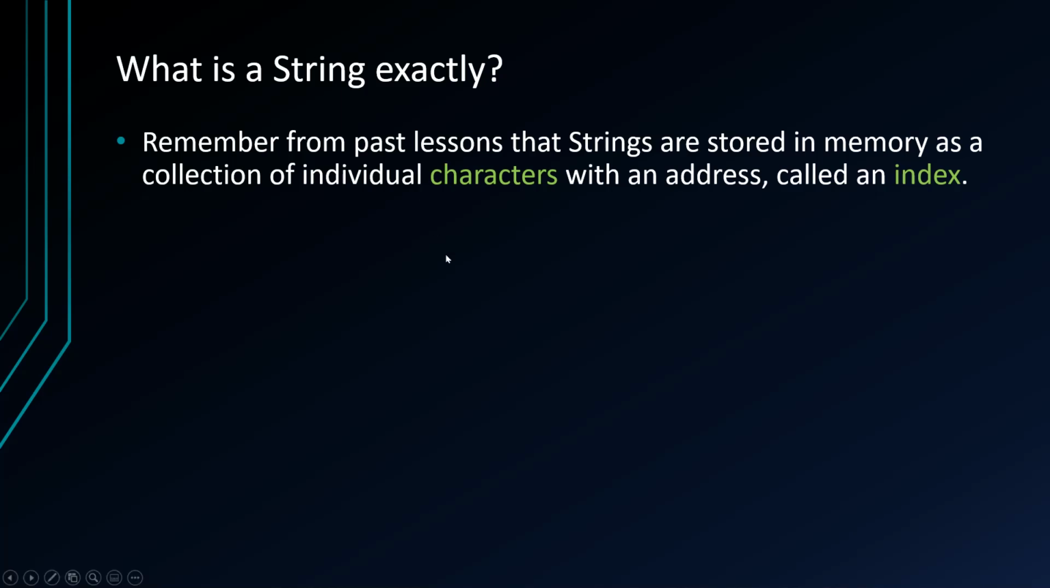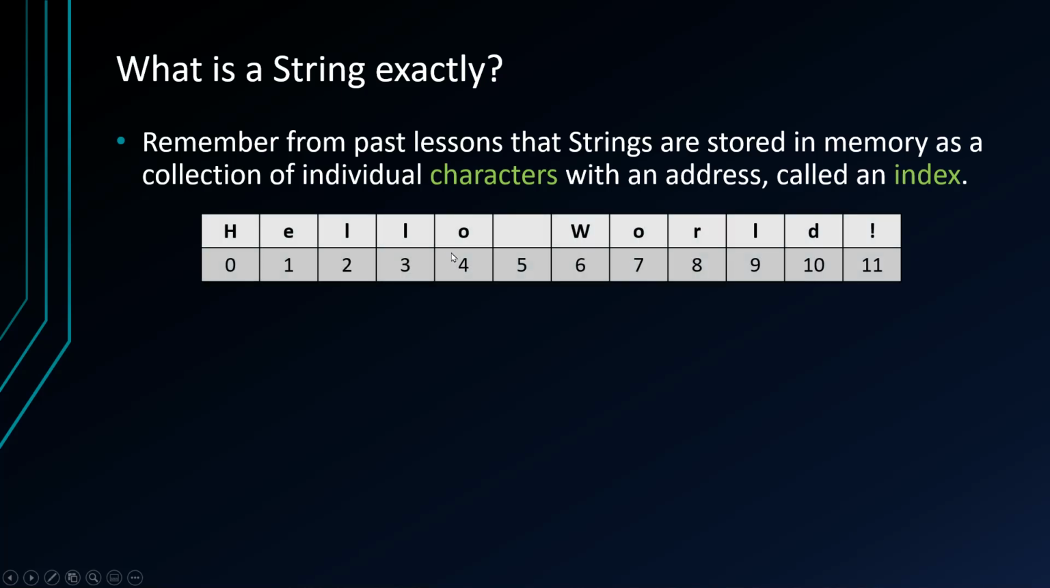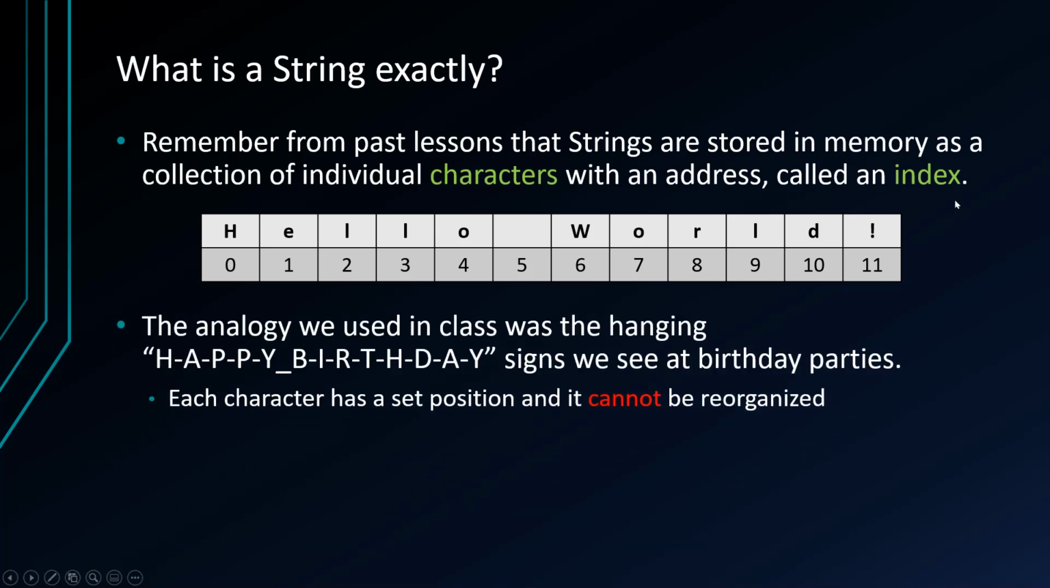So this is what it would look like. If we have the words hello world in a string variable, we have this whole thing, and each letter has its own address: 0, 1, 2, 3, 4, 5, 6, 7, 8, 9, 10, 11. If I were to ask you how many characters are in that string, you're going to tell me 12, not 11, 12, because it's the quantity of characters. So again, it goes back to that happy birthday sign.